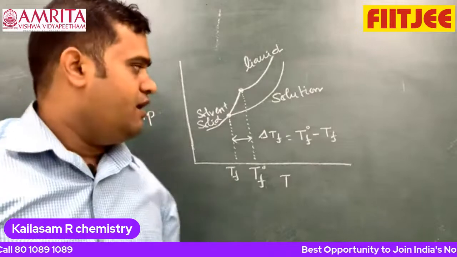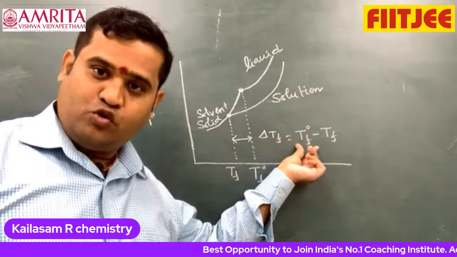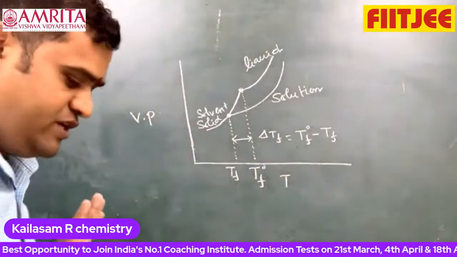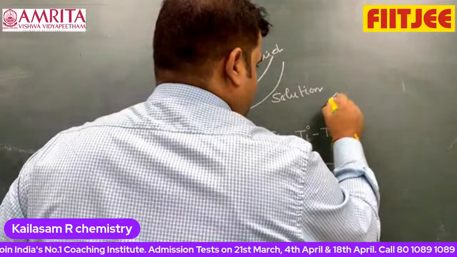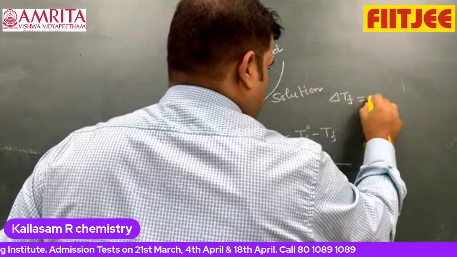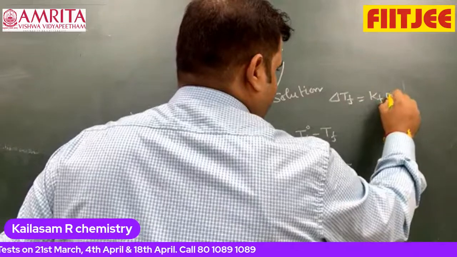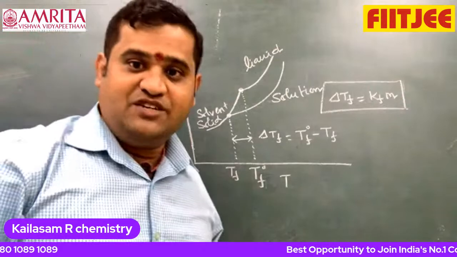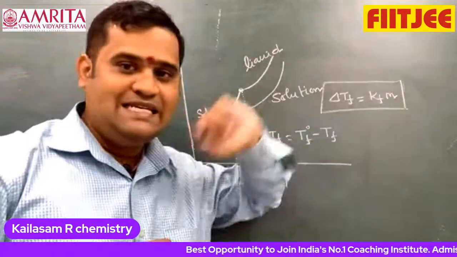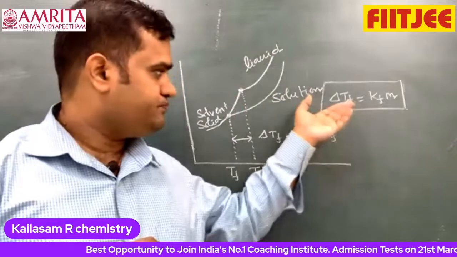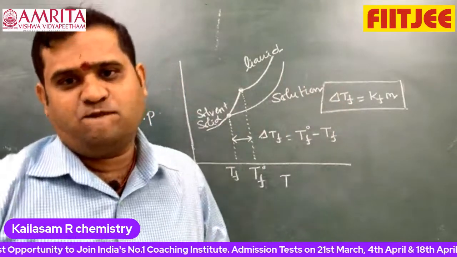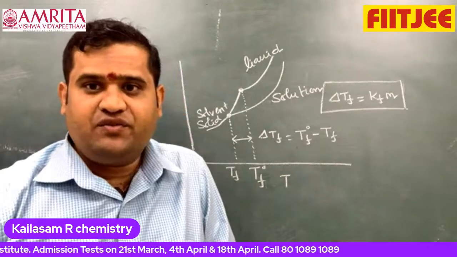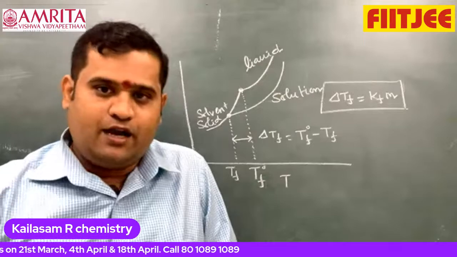That means always, this is the freezing point of the pure solvent. This is the freezing point of the solution. So from this same logic we can write delta TF is equal to KF m. So what is KF here? We can say the molal freezing point depression constant. m is molality. And delta TF, you know, is the difference, TF naught minus TF. That's all. Over.